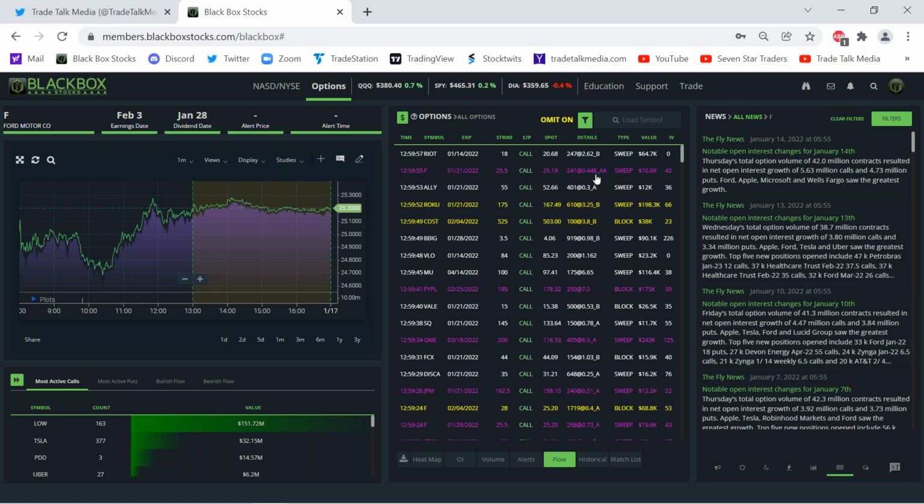It's telling us where these fill above the ask. So do you think that's an opening or closing order right there? Well, they filled above the ask, so likely that's an opening order. Step back and think about it logically. If the spread here is 40 by 42 cents, and they filled at 44 cents, logically, is there any way that that's a closing transaction?